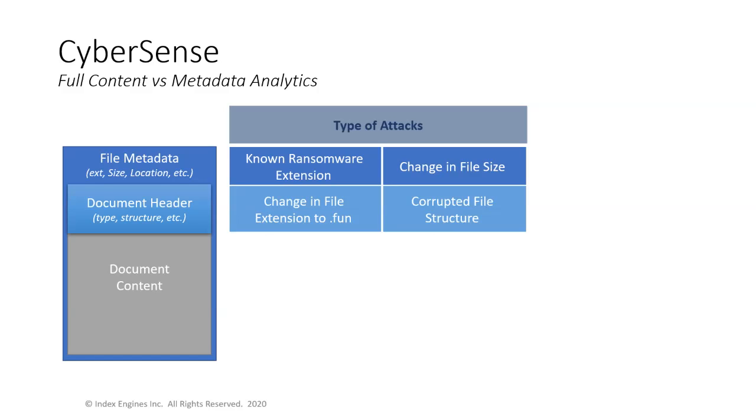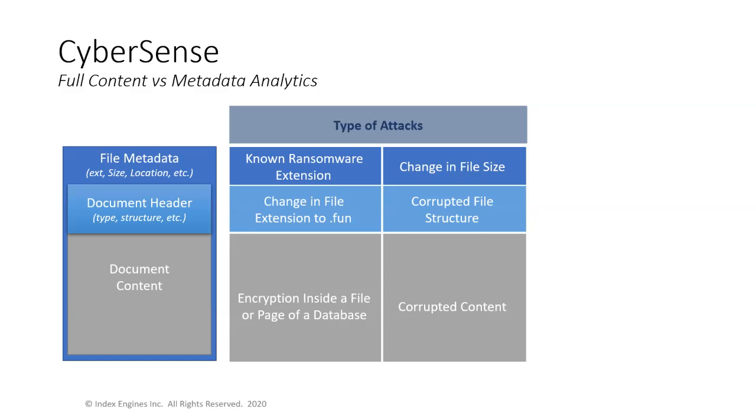So changing the file extension to something like .fun, which is a valid extension, which they often use, a lot of the metadata only tools would look at that and say, hey, .fun is a valid extension, so that's good. But by looking at the header, you would say, hey, this is a PDF, why does it have a .fun extension? Or looking at the corrupted file structure. So looking at an Excel spreadsheet and saying, hey, does this have the structure of an Excel spreadsheet? Hey, there's some embedded content in here. No, that doesn't make sense.